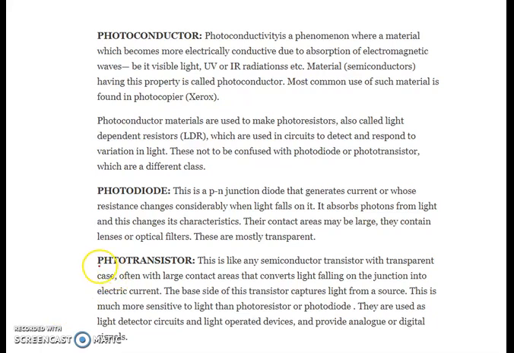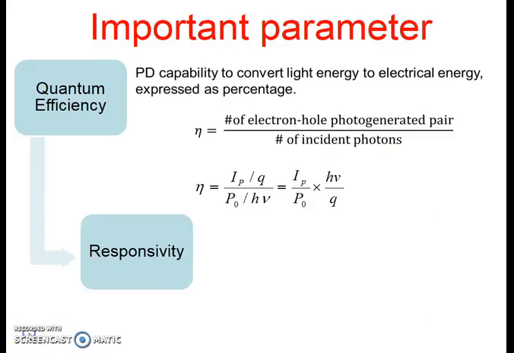Okay, please take note that the spelling is wrong here. Okay, this is an important parameter of photodiodes. We have three important parameters. Number 1 is quantum efficiency. Then we have responsivity and rise time.